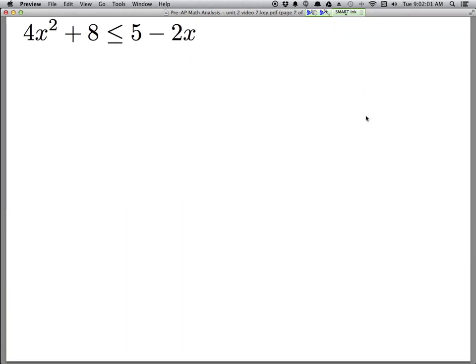Next one, 4x squared plus 8 less than or equal to 5 minus 2x. All right, Bree, what do we want to do to this one? Okay, so 4x squared plus 2x plus 3 less than or equal to 0.